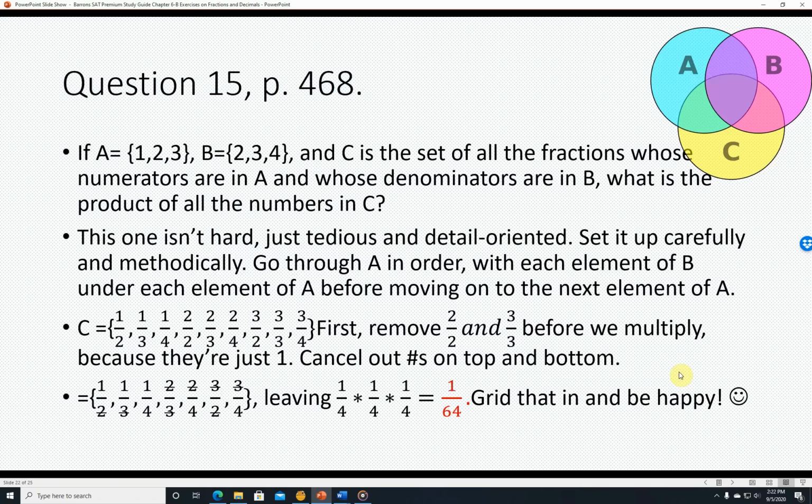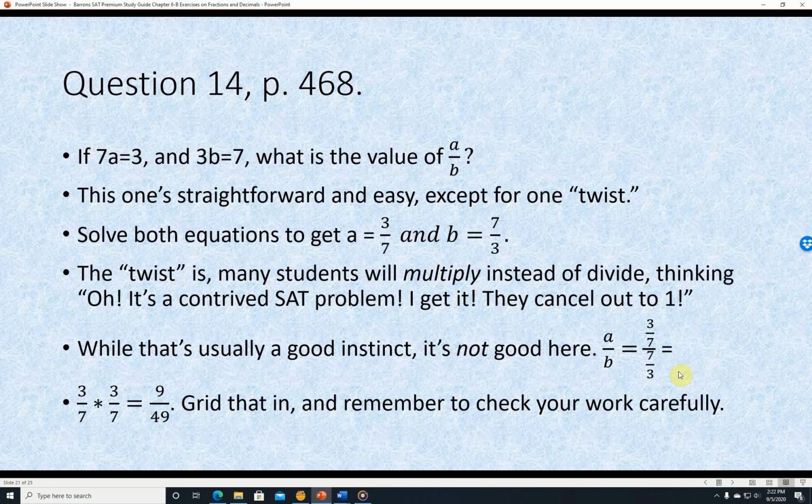Okay, question 14. If 7a equals 3 and 3b equals 7, what's the value of a over b? Well, this one's straightforward and easy except for one twist. You want to solve both equations. To get a by itself, all you have to do is divide both sides by 7, so you get a equals 3/7. 3b equals 7, we just divide both sides by 3, so b is equal to 7/3.